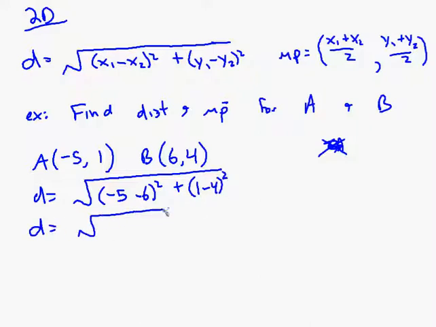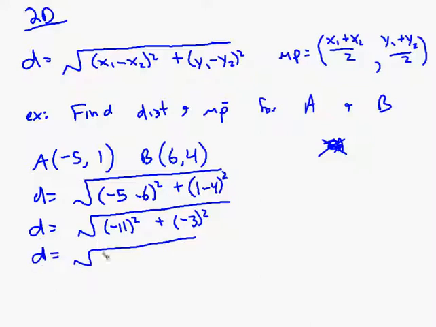Now we do everything inside the parentheses. So I do -5 minus 6. Now you should know that's -11, but if you don't, use your calculator to help you. Plus 1 minus 4 is -3. Now in this case, I can't just cancel out the squares. That's not going to work. It works in the first formula because I'm not adding anything extra. But I have 2 pieces here, so I'm going to have to actually do them.